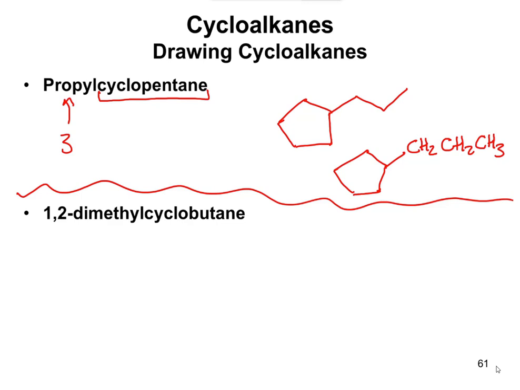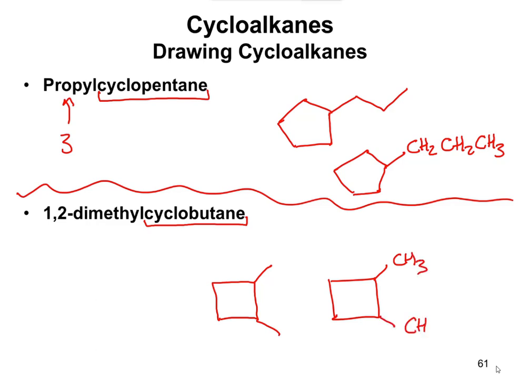1,2-dimethylcyclobutane. So again, looking at the parent chain, cyclobutane. Butane is 4. That's going to be our square. 1,2-dimethyl, 1 and 2, or methyl, methyl. So both of those are correct ways of representing it.